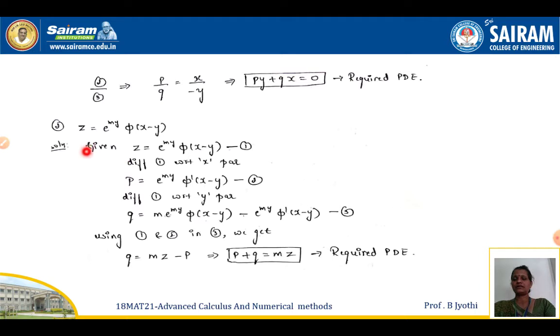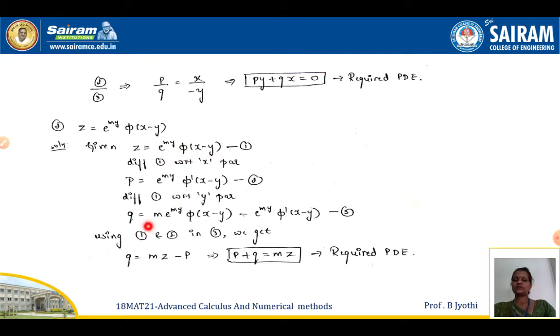Next example. z is equal to e power my into phi of x minus y. So e power my into phi of x minus y is equation 1. Again differentiate with respect to x partially. We get dou z by dou x, which is p, equal to e power my into phi dash of x minus y. Call this 2. The derivative of x minus y is 1 only, so no need of that. When it comes to differentiation with respect to y partially, e power my as well as phi of x minus y are both functions of y.